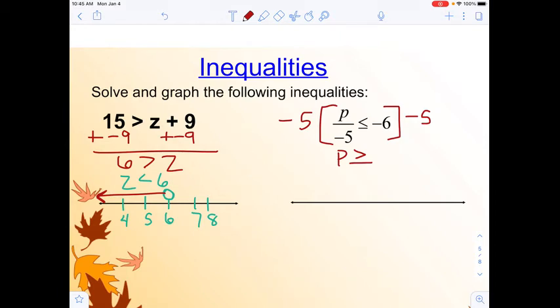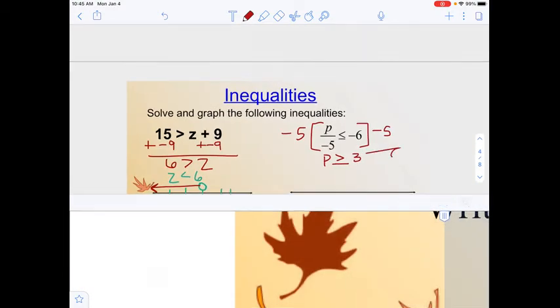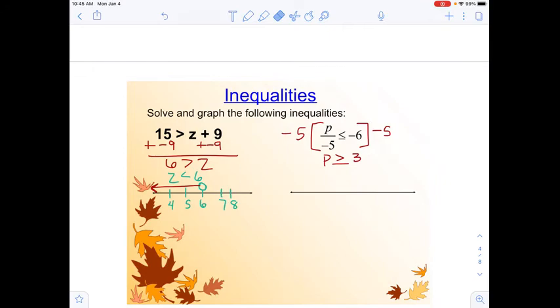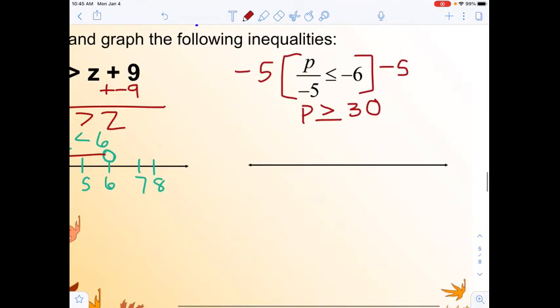I think I said less than or greater than. Less than or equal to changes to greater than or equal to. And then I take -6 times -5, which is 30. Whoops. So I know my answer here is p is greater than or equal to 30.